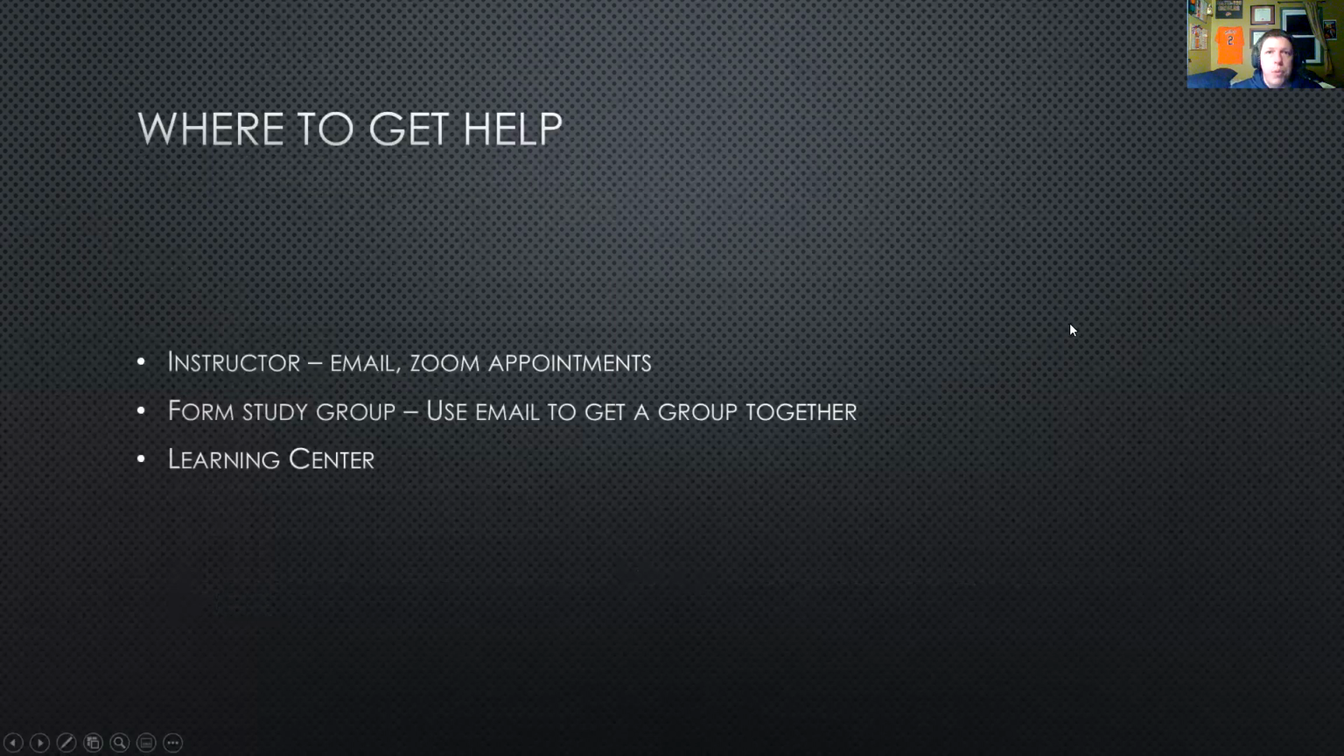If you need help, a recommendation would be to first contact the instructor. You could do so by email. If you need to set up a Zoom appointment, we can certainly do that. Certainly, your peers are a good use for you to be able to be successful with the course. So form a study group. You can use the email link in Blackboard to be able to ask folks to form a study group together, and certainly use the Learning Center.